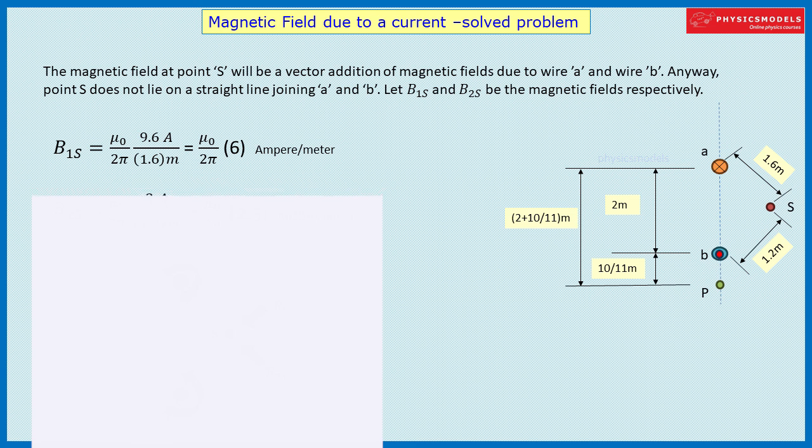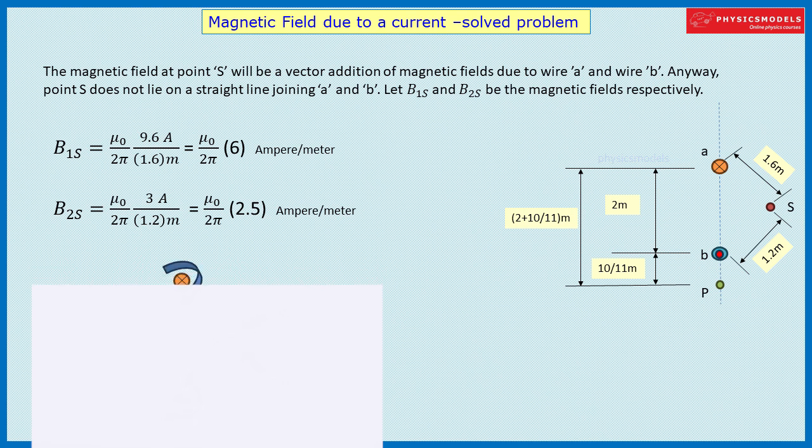Similarly, B2S will be mu 0 by 2 pi into the current flowing through wire B, which we just found as 3 amperes, divided by the distance from B to S, which is 1.2 meters. So we get B2S.